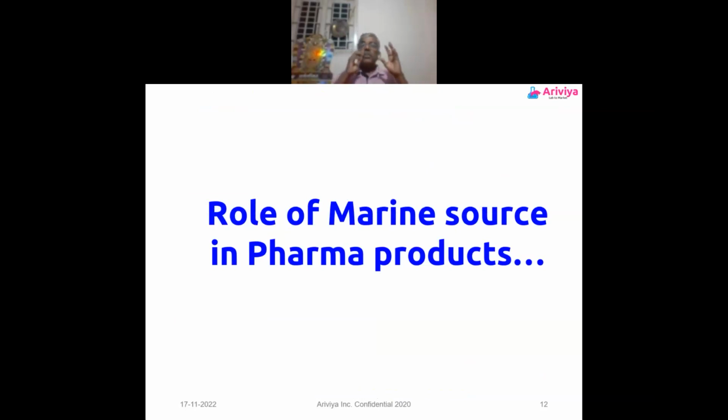Okay, next I will move on to the marine source, and how very useful it is for pharmaceutical products. In these pharmaceutical products we are adding some nanomaterial to enhance the performance of the marine source material, particularly for antiviral, antimicrobial and antifungal use. This is very useful. I'm going to show some slides on which marine products are very useful.